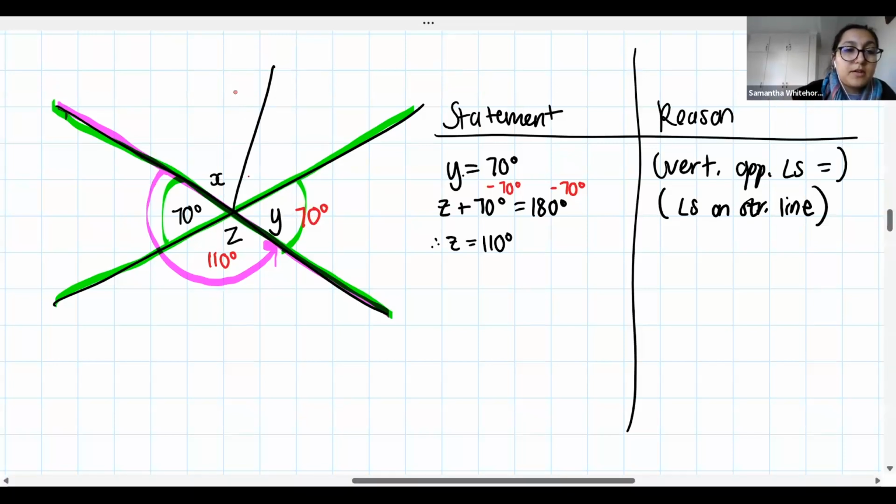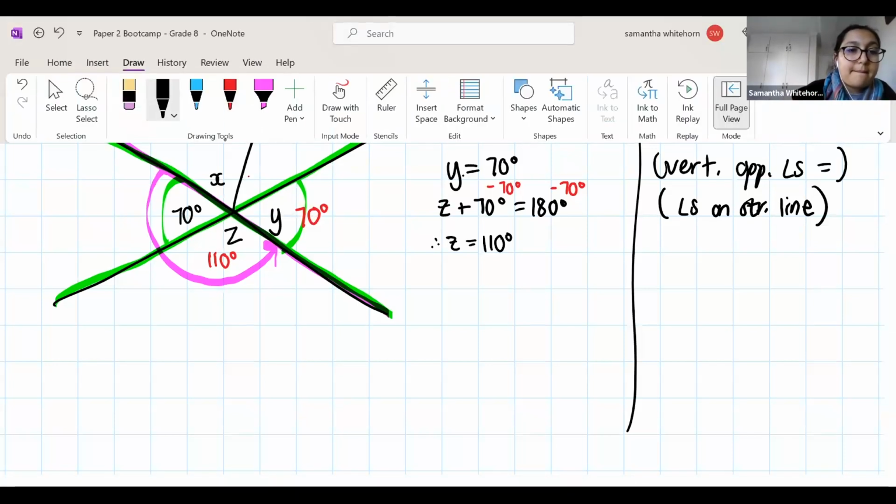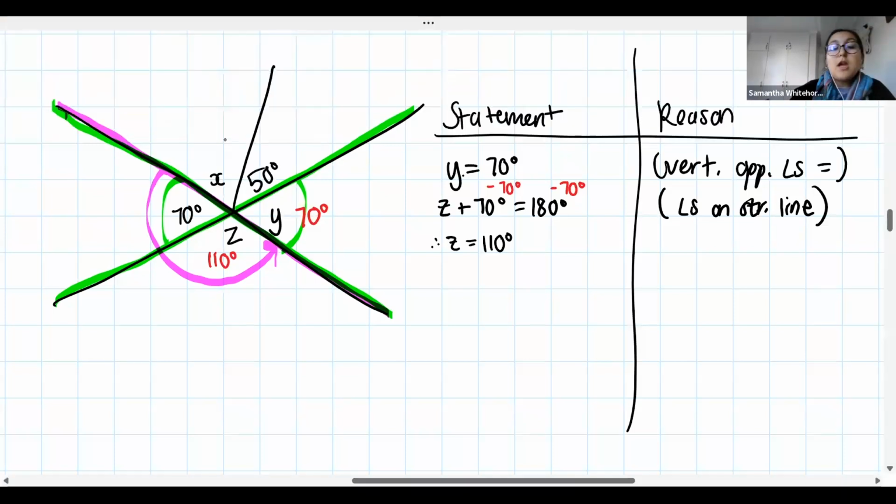I have to give us this angle. Right, let's say that's 50. So there's Z. Now I need to still go back and find X. So now you could do this in a couple different ways if you wanted to. You could use vertically opposite angles. You could use angles on a straight line. You can use angles around a point, whatever floats your boat.